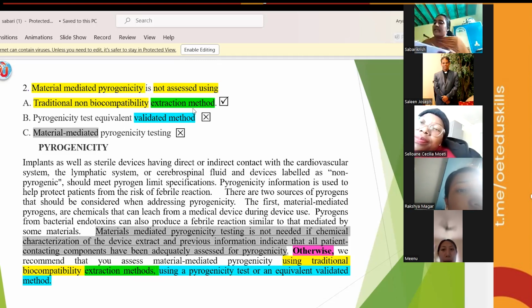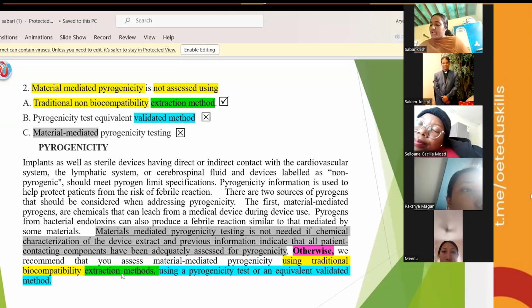Then the answer option A, traditional non-biocompatibility. But in the text, it is traditional biocompatibility. In the answer option it is non-biocompatibility, but the text gives traditional biocompatibility. Both are opposite. The text uses traditional biocompatibility, so the answer is the one that is not used. So answer option A is the correct answer.